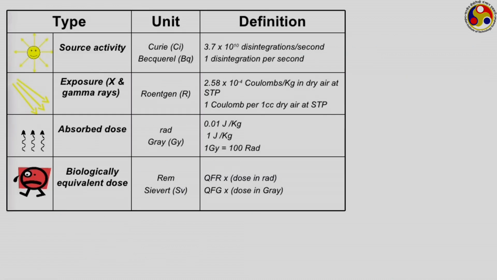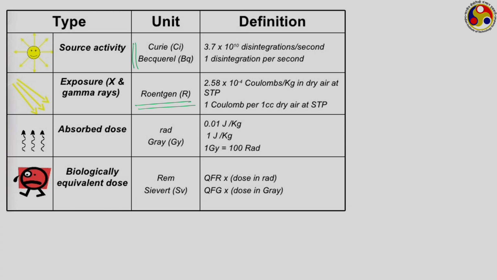So, if we combine all these units, the source activity from where the radiation is getting produced, that unit is Curie or Becquerel. Now, how much exposure human tissue is subjected to, that is called Roentgen, which is given a measure of 2.58 × 10⁻⁴ coulomb per kg of dry air at STP.